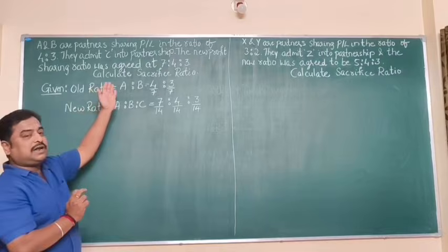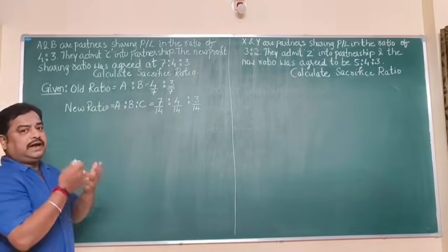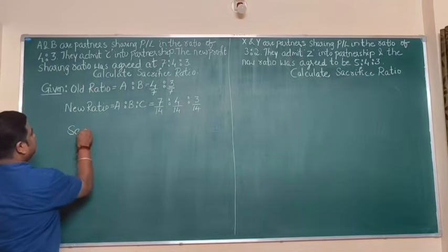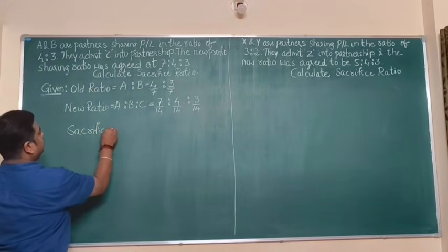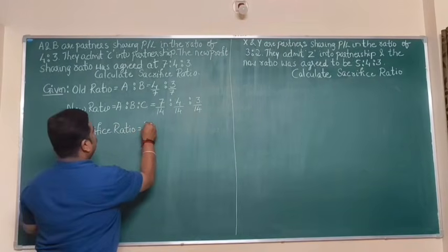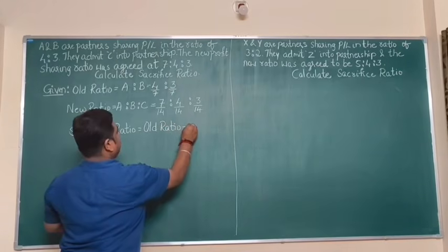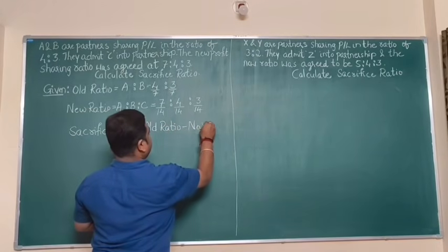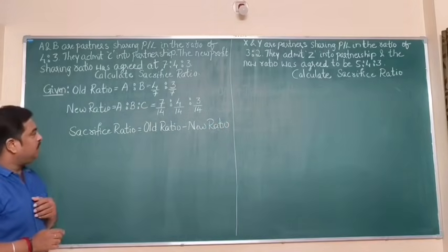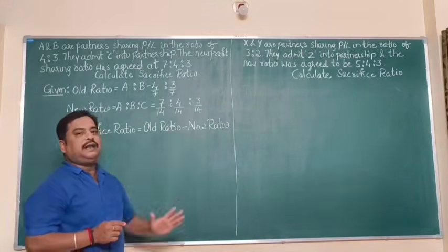Now let's start. What is the question asked? What is the sacrifice ratio? Who is sacrificing? Naturally, definitely the old partners. So the formula is: sacrifice ratio is equal to old ratio minus new ratio. So what is the formula? Sacrifice ratio is equal to old ratio minus new ratio.